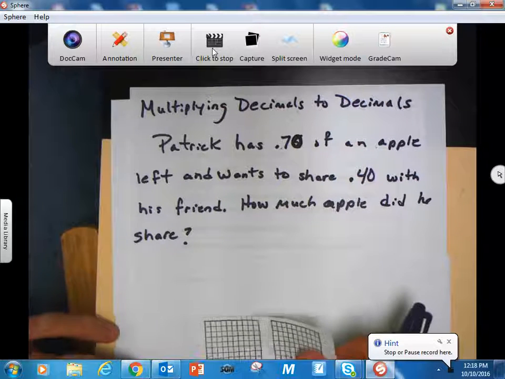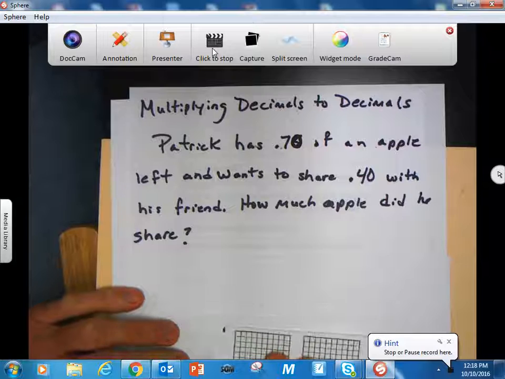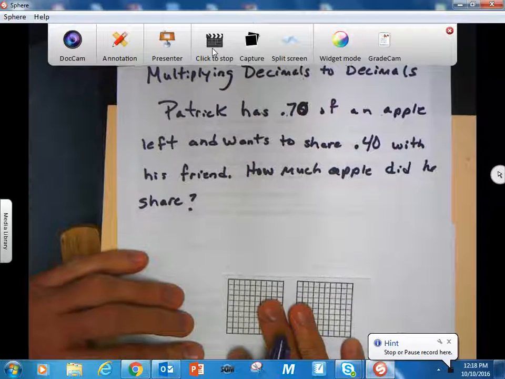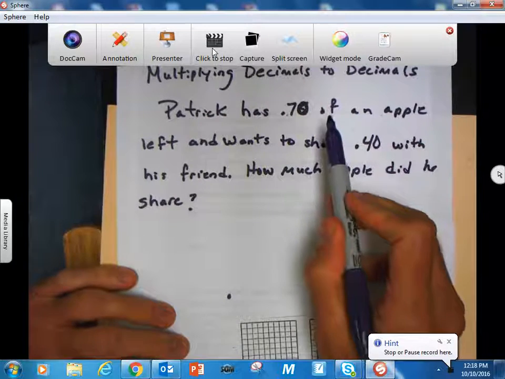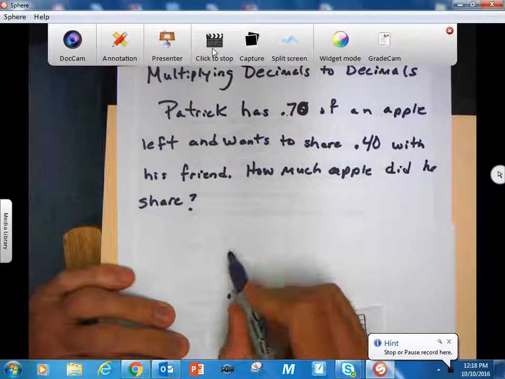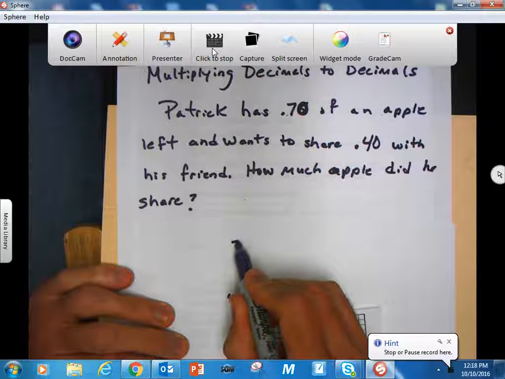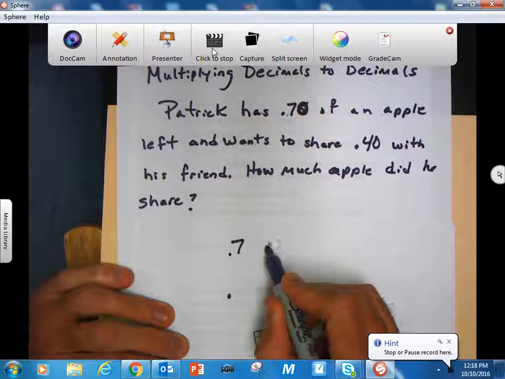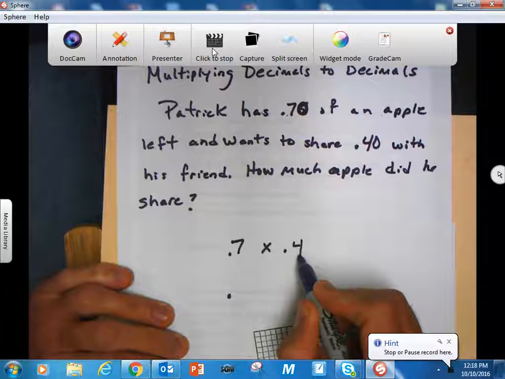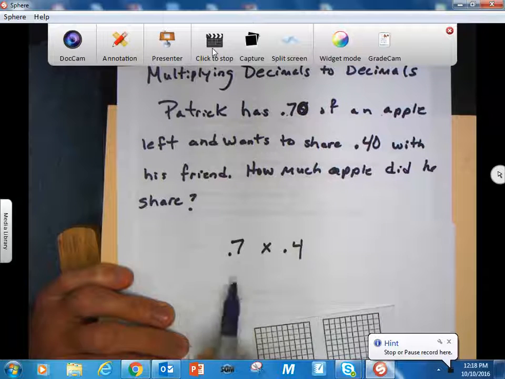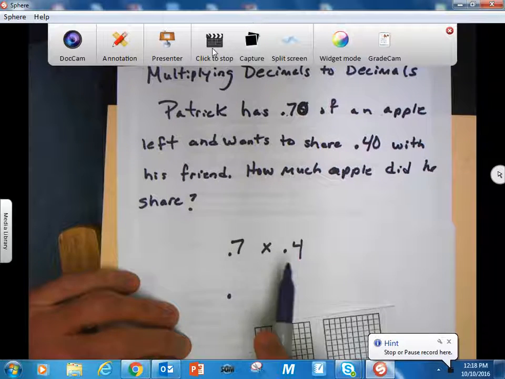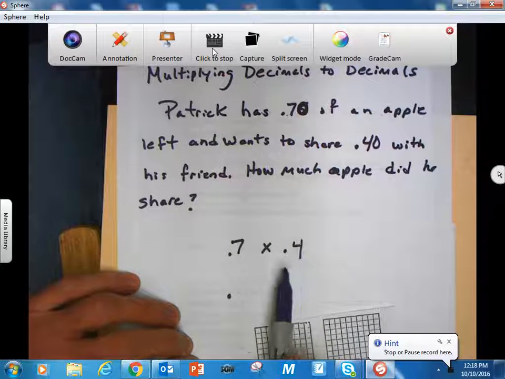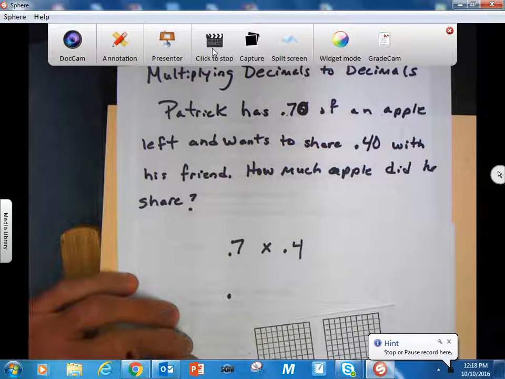So if we start off by using a grid. Actually, let's back up here a second. We know that this word "of" means to multiply. So this is the same as saying, what is 7 tenths times 4 tenths? Patrick has 7 tenths of an apple, and he wants to share 4 tenths of the 7 tenths of the apple.